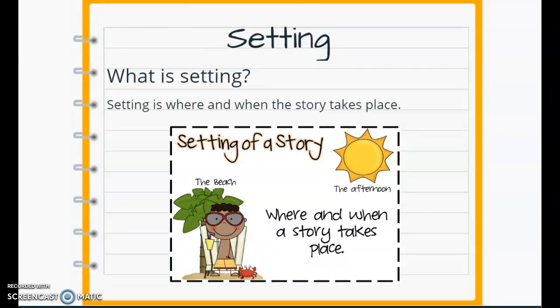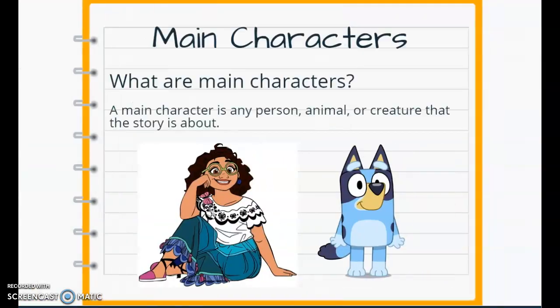Our first point is setting. So what is setting? Setting is where and when the story takes place. The setting of the story could be at the beach, it could be in the snow, it could be right here in Bloomington. It could also be in the afternoon, in the morning, or at midnight. Those are just some examples of setting. It could be any place or any time, but as we read our stories later on, you should be able to understand what the setting is, and that is just where and when it takes place.